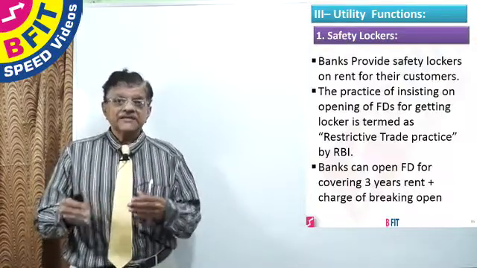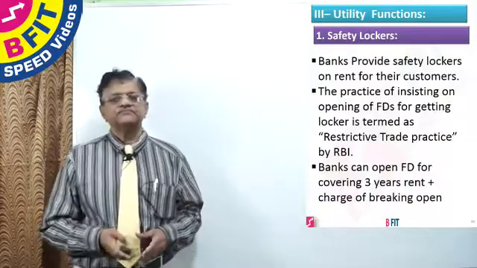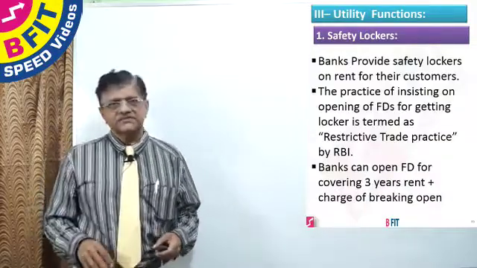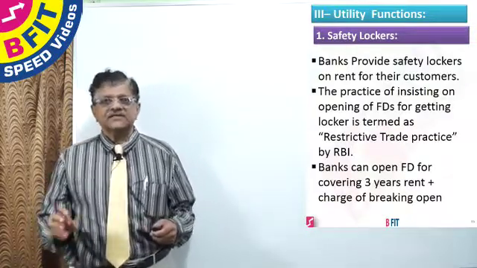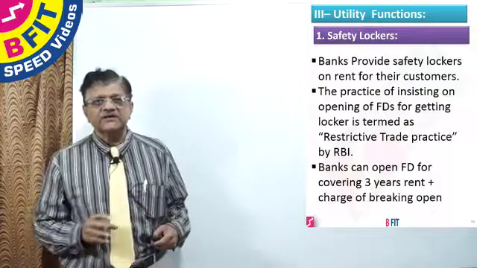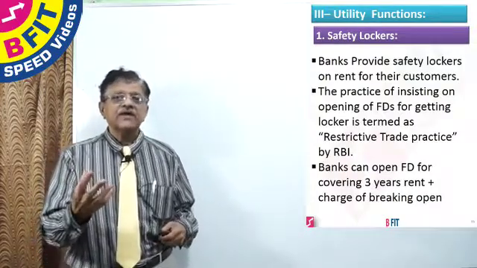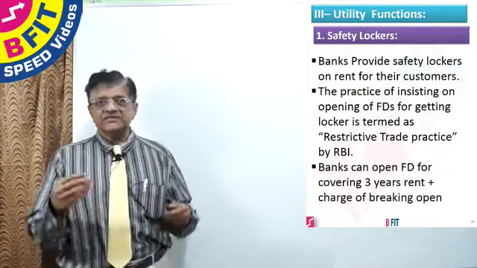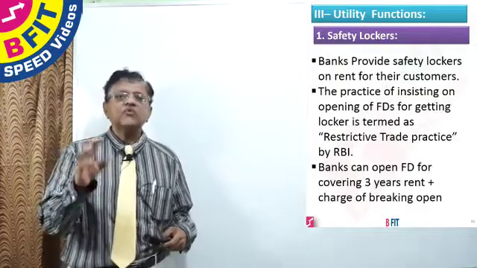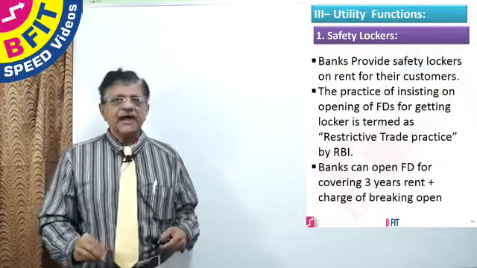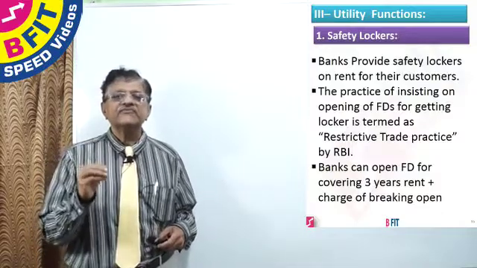Now we are going to see the third major category of functions that is being performed by banks. It is called utility functions. Banks provide certain facilities, certain conveniences, certain utilities to the customers, because the customers will be very happy to receive them, and it will be very useful for the customer. One of the most useful services provided by a bank, which is a utility function, is providing safety lockers.